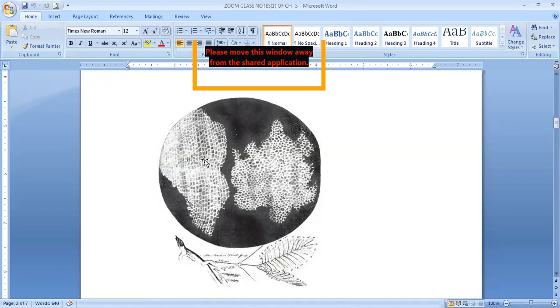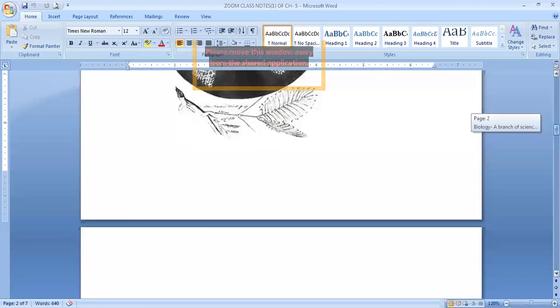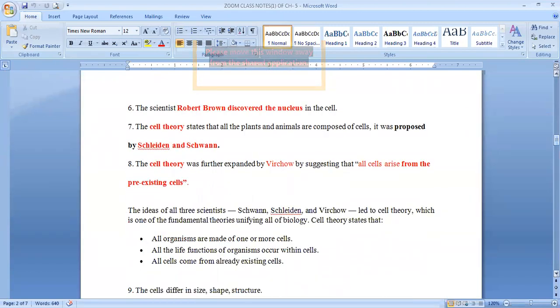That's why the name cell was given to it, right? Now, the next scientist, Robert Brown, discovered the nucleus in the cell. All of you know that each cell has a control room, which is called the nucleus. And the nucleus controls all the activities of the cell. In detail, we will read further, right? So Robert Brown discovered the nucleus in the cell.